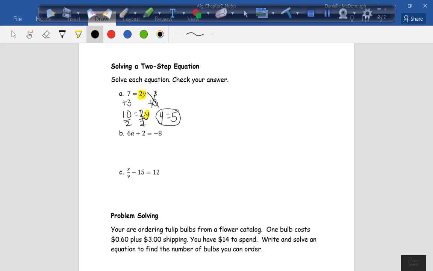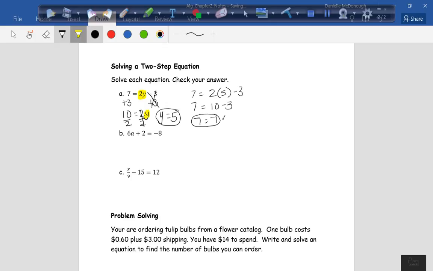We can substitute this back into our equation to check to make sure that we did it correctly. 7 is equal to 2 times 5 minus 3. 7 is equal to 10 minus 3. Well, 7 is equal to 7, so it checks out here.